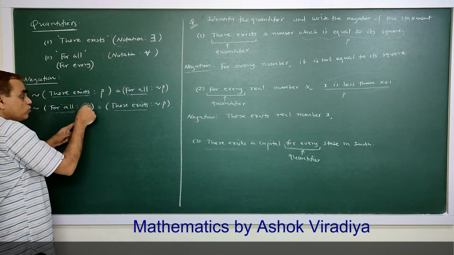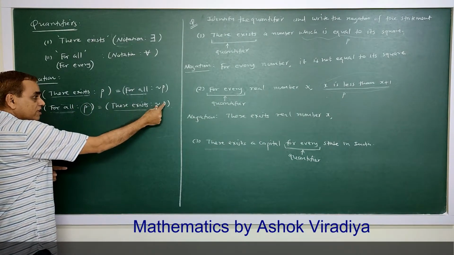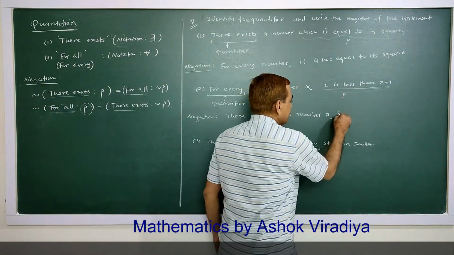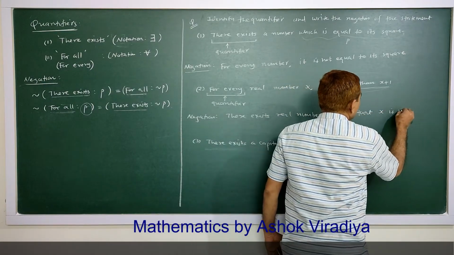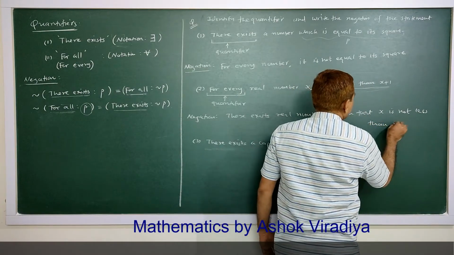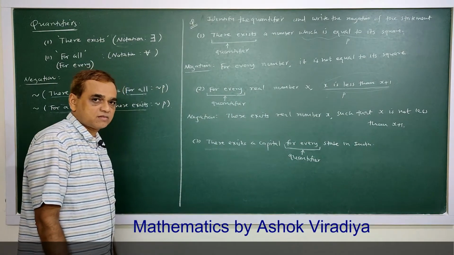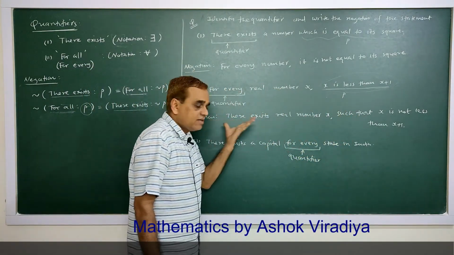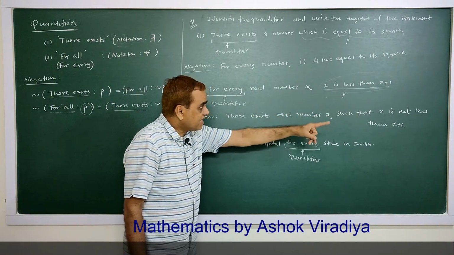Now write the negation of the inner property. This is P, so put not P. So such that x is not less than x plus 1. The words "such that" suit with "there exists". There exists a real number x such that x is not less than x plus 1.